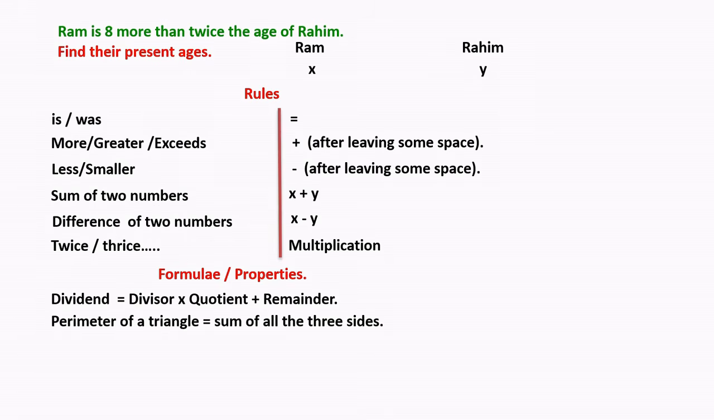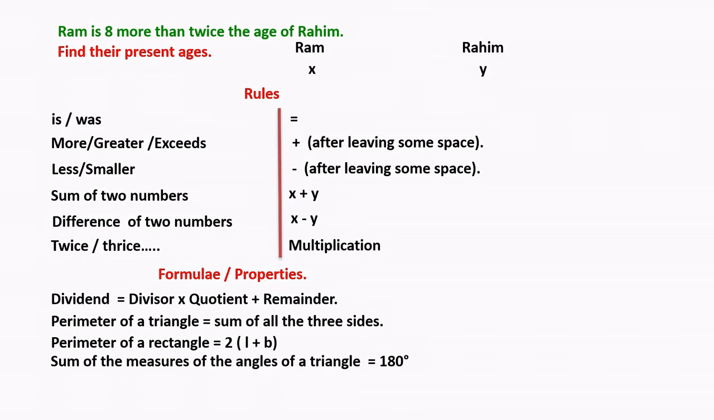Perimeter of a triangle is the sum of all three sides. Perimeter of a rectangle is 2 into length plus breadth. Sum of angles of a triangle is 180 degrees. Speed equals distance divided by time. Now, using these rules, let us convert the statement into a mathematical equation.